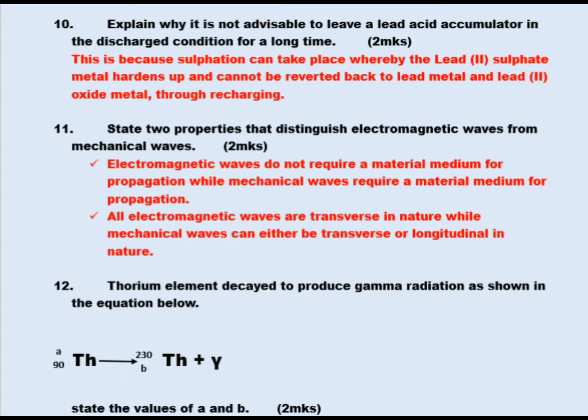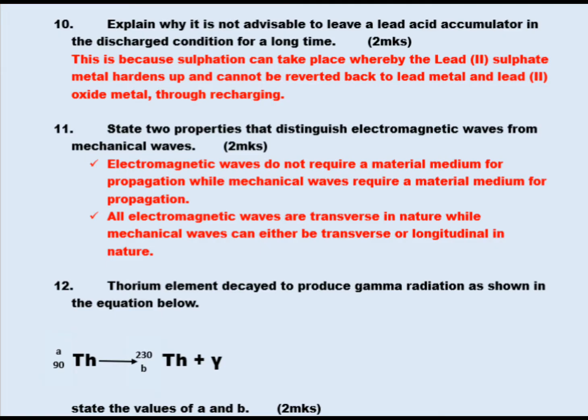So the first difference, electromagnetic waves do not require a material medium for propagation, while mechanical waves require a material medium for propagation. All electromagnetic waves are transverse in nature, while mechanical waves can either be transverse or longitudinal in nature. These are the two differences. Let's go to question 12.